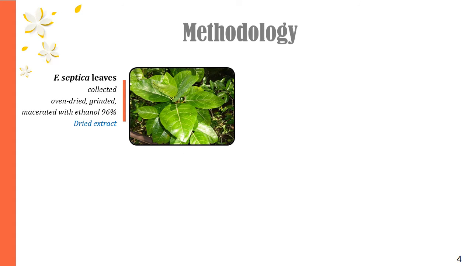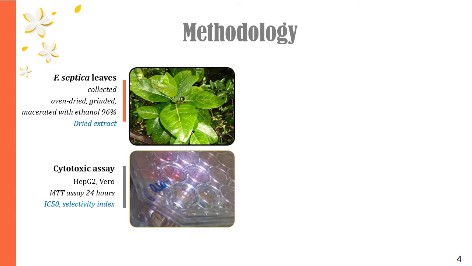We carried out this research by collecting Ficus septica leaves, then drying, grinding, and macerating with ethanol 96%. The macerate was dried in the oven at 50 degrees Celsius to obtain ethanolic extract. Cytotoxic activity was determined by MTT assay. Cells in 96 well plates were treated with a series of concentrations of extract or doxorubicin for 24 hours.